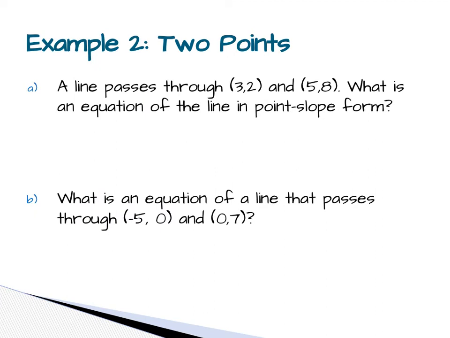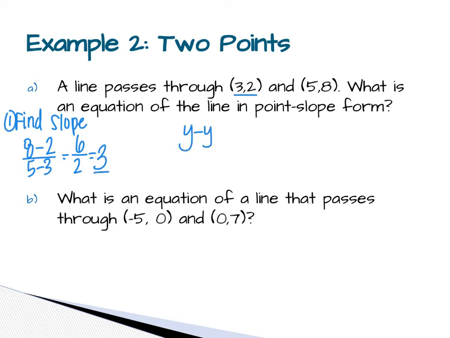Example 4, what if you're given 2 points? The good thing about having 2 points is that you can always find slope. So first you're going to find slope. So you're going to do the second y minus the first y over the second x minus the first x. It's going to be 6 over 2, which is 3. Now you have a point and a slope, so you just plug it into point slope form, which is y minus y1 equals m times x minus x1. And you get y minus 2 equals 3 times x minus 3.